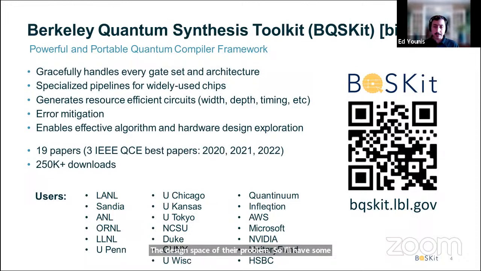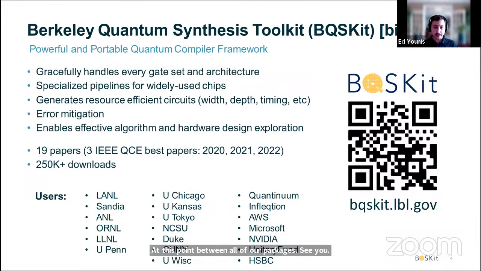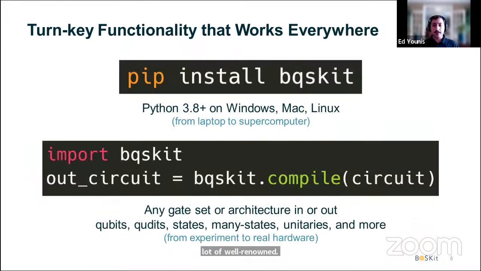BQSKit has been in development now for several years. We have production releases of this. There's a whole host of papers. I'll talk a little bit about some of those works throughout this. We have a bunch of best paper awards. And at this point, between all of our packages, we have over 250,000 downloads. We have users all across the world at many of the major laboratories, at a lot of universities, and at a lot of well-renowned companies. So how does this work?